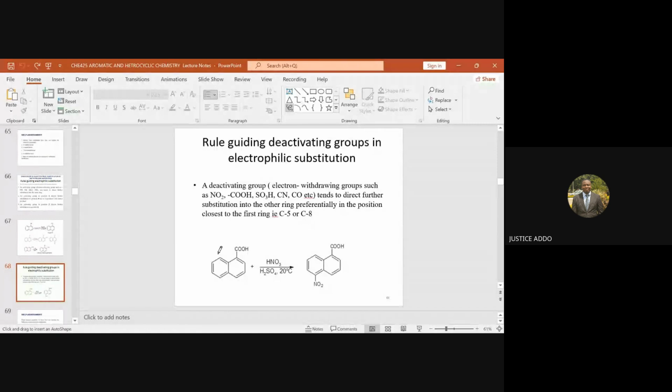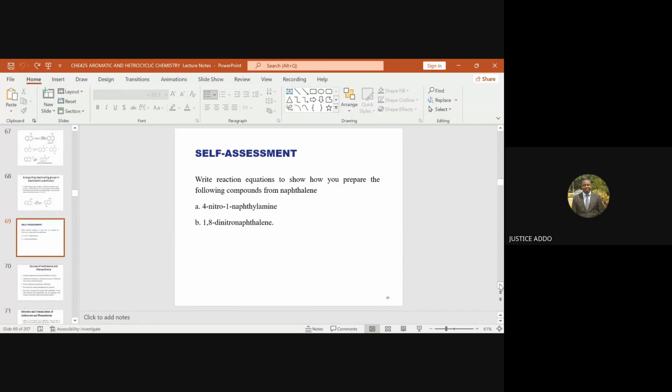Of course, for these deactivating groups, you will form only one product. And so if you look at the positions, that one will be preferably formed, because then there wouldn't be any steric hindrance or steric effect as compared to you bringing the nitro here, which can lead to steric effect or steric hindrance.